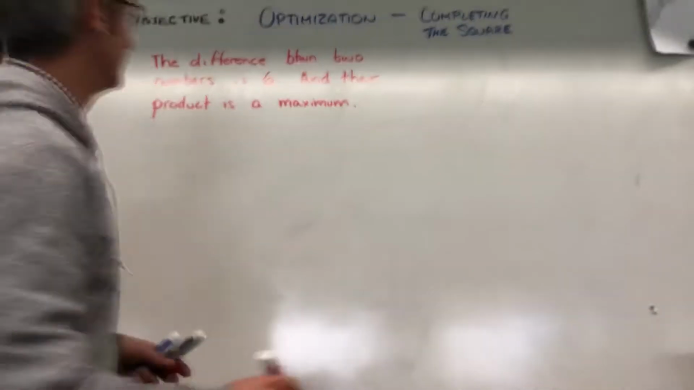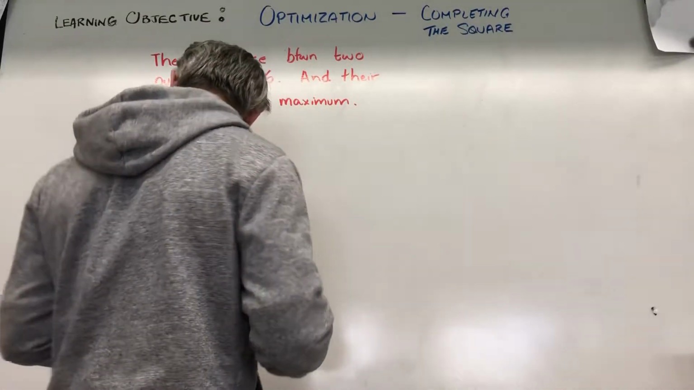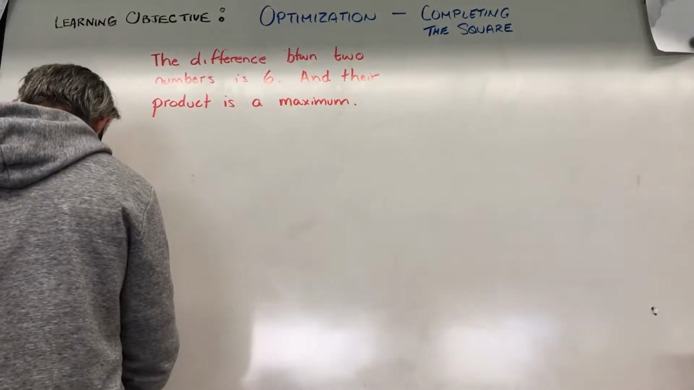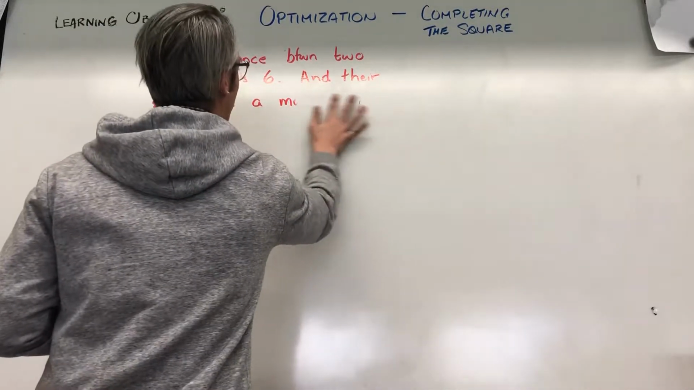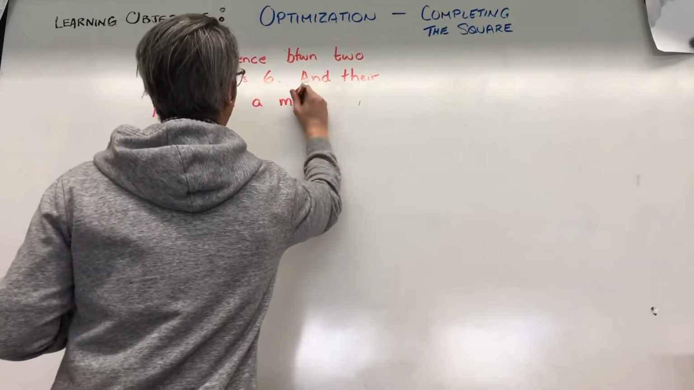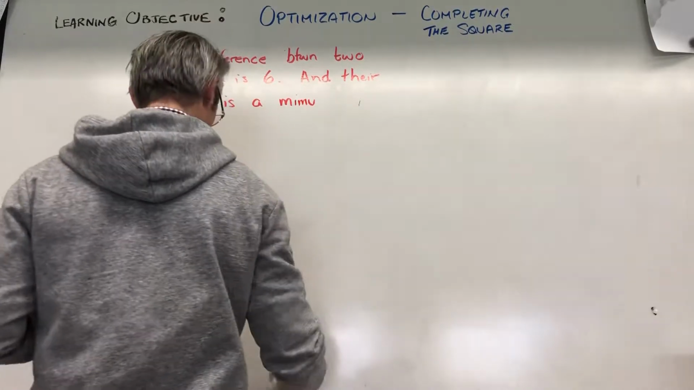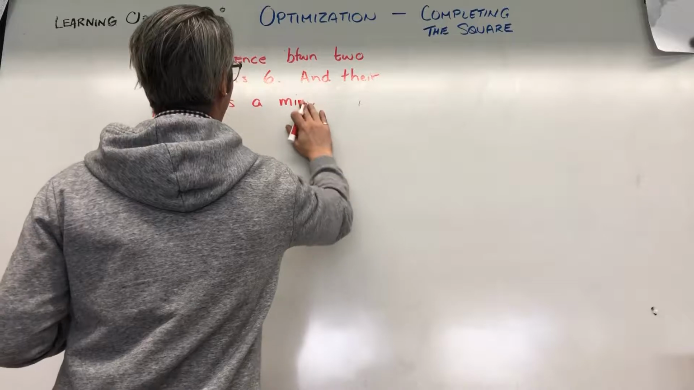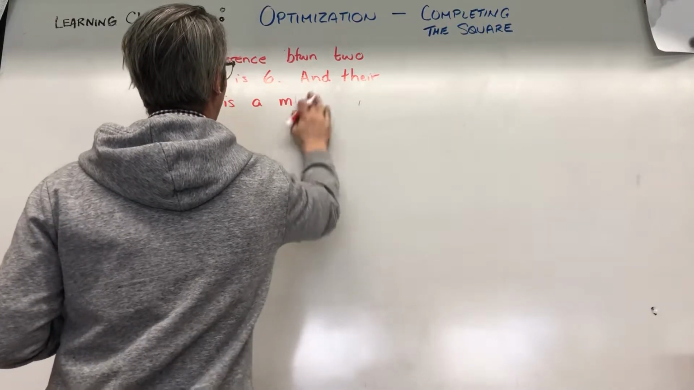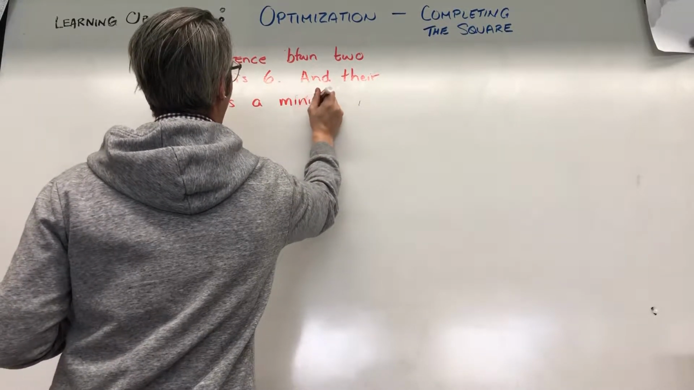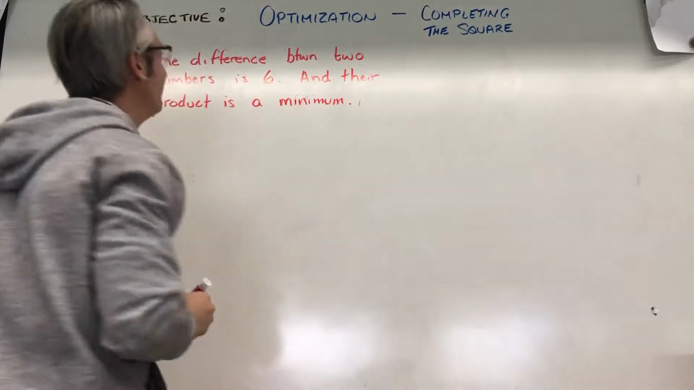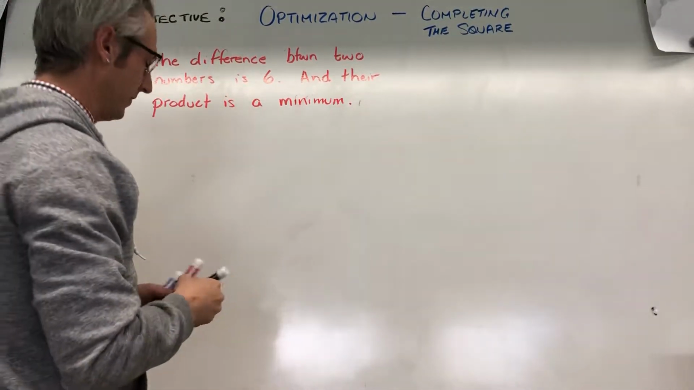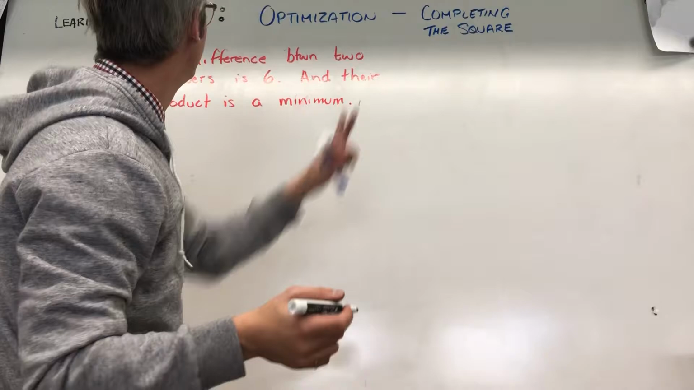Okay, I gotta skip. Sorry, guys, and the product is a maximum. Let me just make sure that that's right. Product is a minimum. Okay, what are those two numbers? What are they? So the first thing I know is the difference between two numbers is 6.